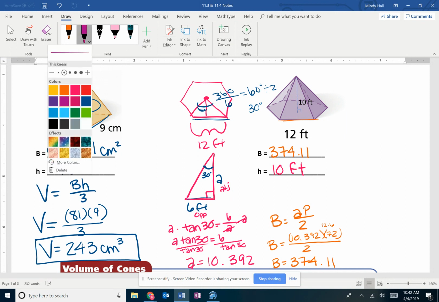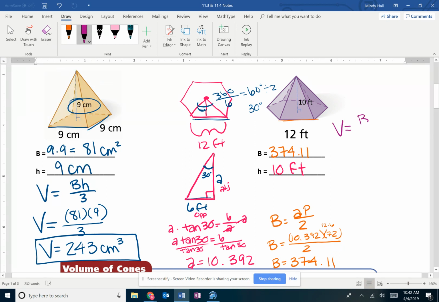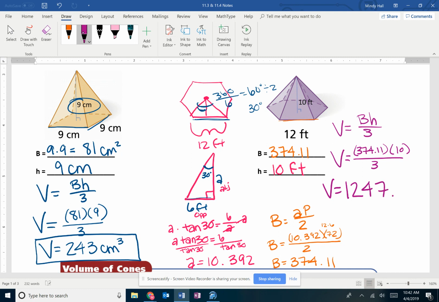So we're just going to plug it right into the volume formula. Volume equals base area times height divided by 3. Ooh, I did write 3 and then went crazy. So base area is 374.11 and height is 10. And then we divide by 3. So then on my calculator, I'm just going to do times 10 divided by 3. And that gives me a volume of 1,247.04. And this would be in feet cubed, like that.